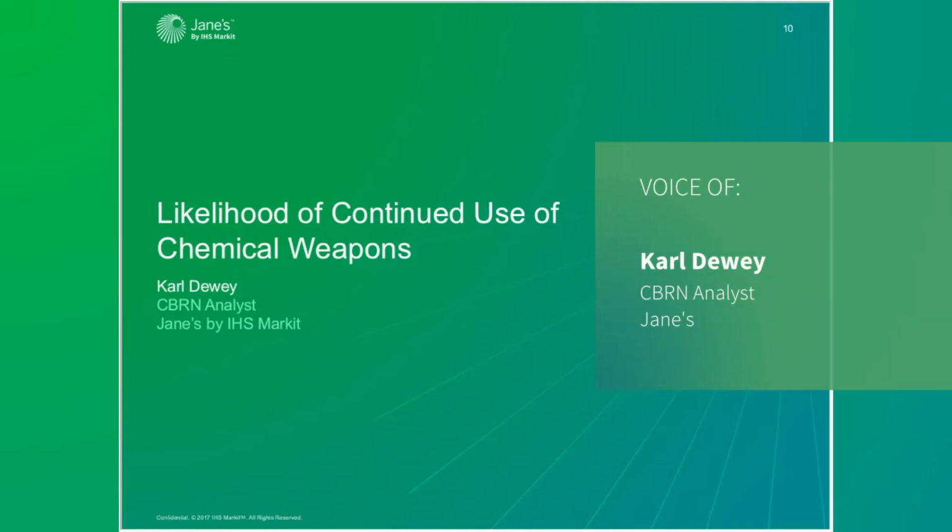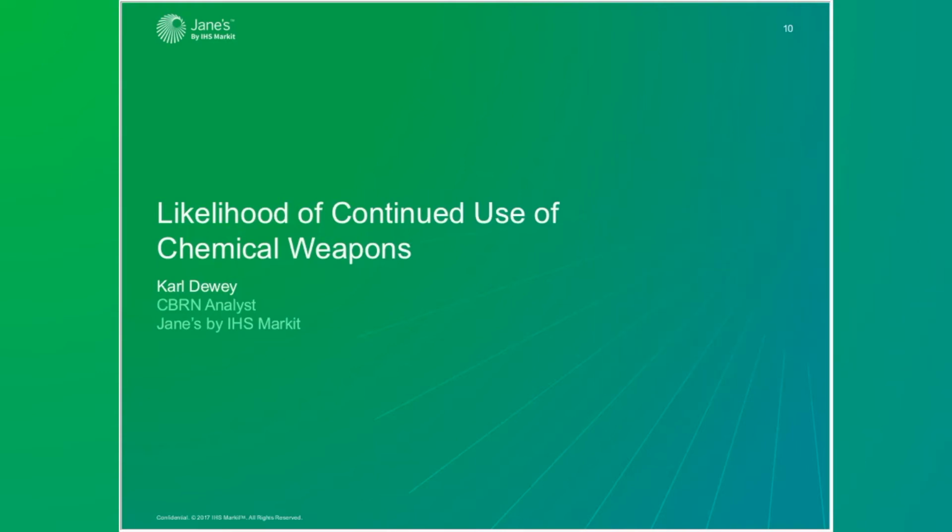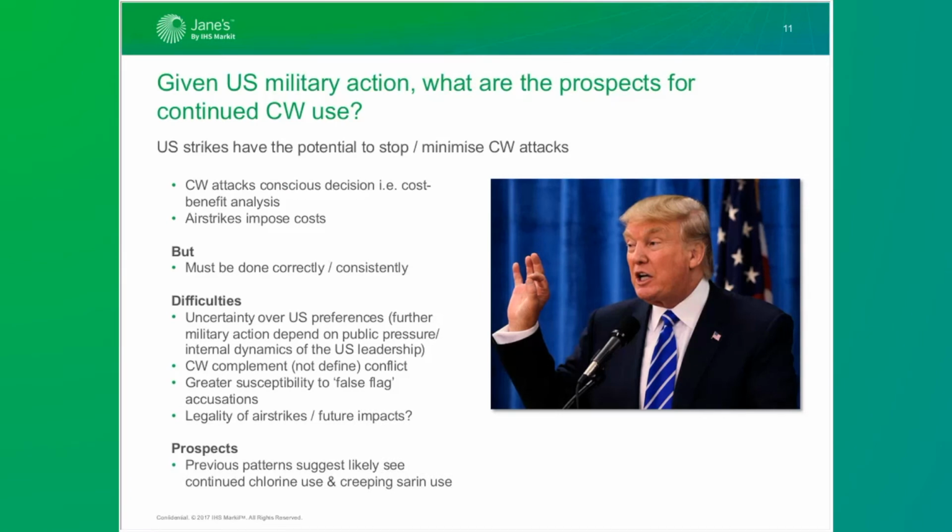ceasefire arrangement. 15 minutes isn't a particularly long time to discuss the use of chemical weapons in Iraq and Syria. So I've limited my presentation to an analysis of the two main actors. Others have been implicated for the use of chemical weapons, for which I would either advise you to please check out the information in the Jane's archive or ask questions during the Q&A session. Given the use of US military action in Syria in response to sarin, it's interesting to ask what the prospects for continued chemical weapons use are.